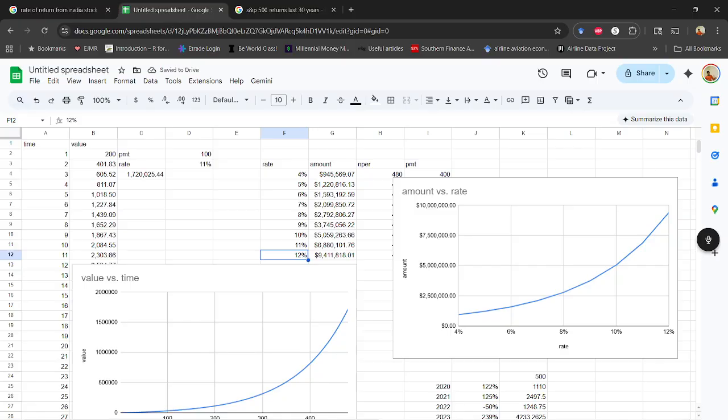So that is the power of compounding and regular payments with the help of compound interest, especially in retirement savings like IRAs or 401ks.